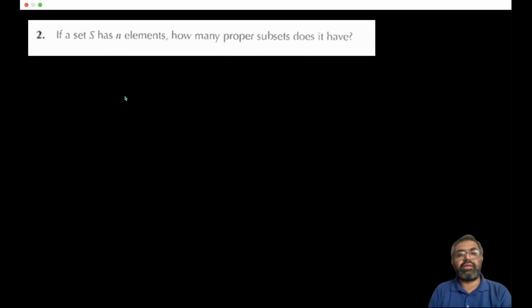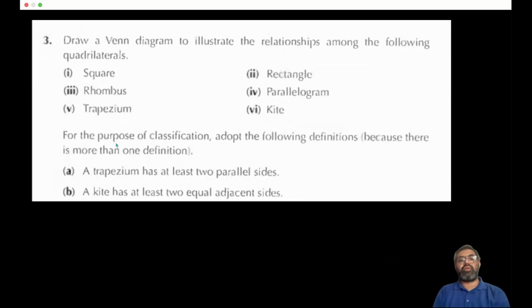This is about drawing a Venn diagram. We have a number of shapes: quadrilaterals, square, rectangle, rhombus, parallelogram, trapezium, kite. And we have to do classification, like which quadrilateral lies within the other one.